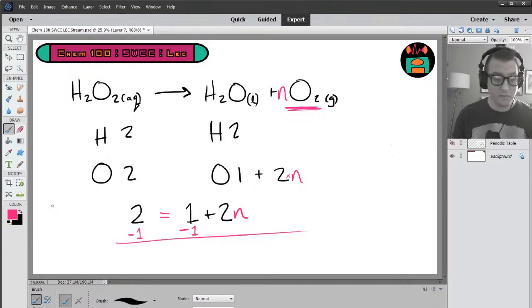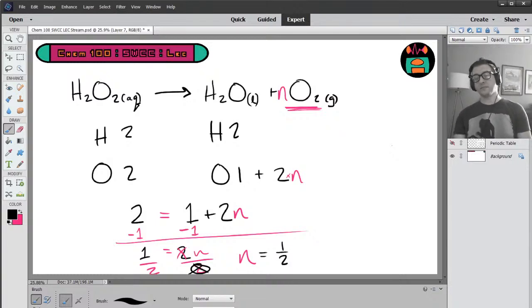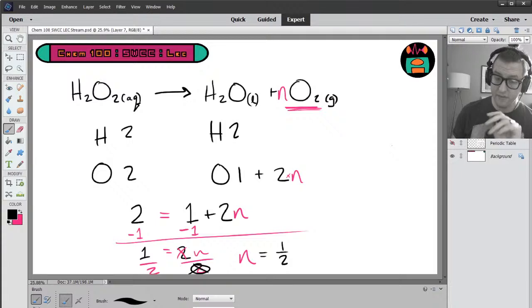So we subtract 1 from both sides of this equation. We get 1 on the left side. 1 is equal to 2 times whatever this number is on the right side. Now, if we solve for n, if we divide both sides by 2, we'll see that this number that we want to multiply oxygen by is 1/2. All right, it's 1/2. Now, I need to be very clear up front.